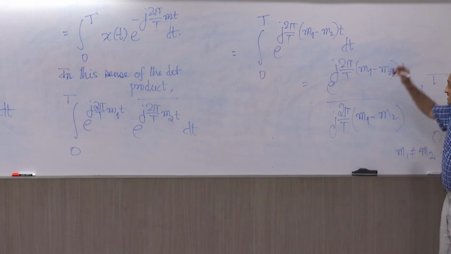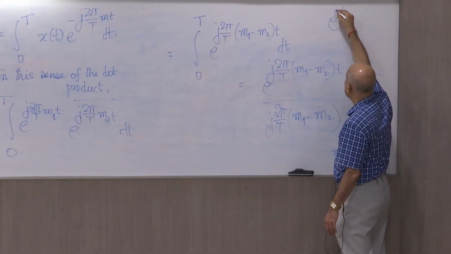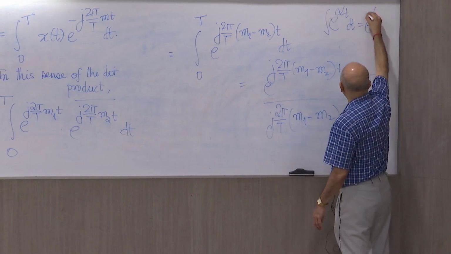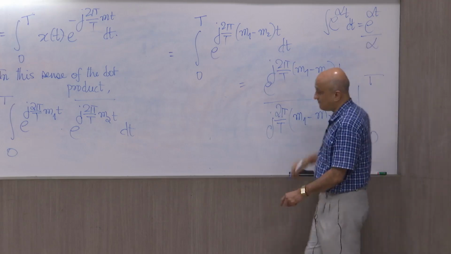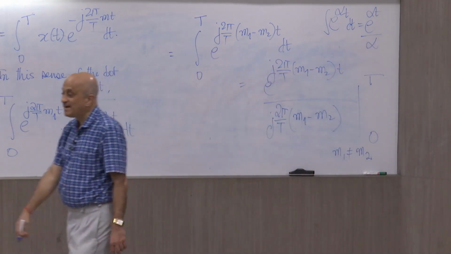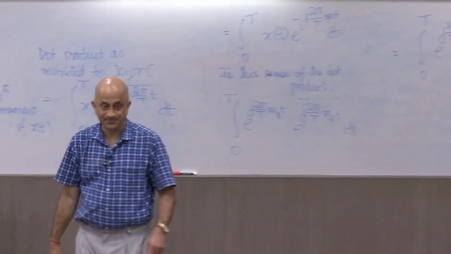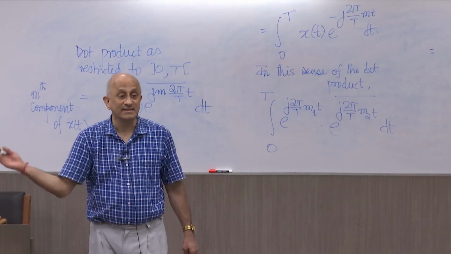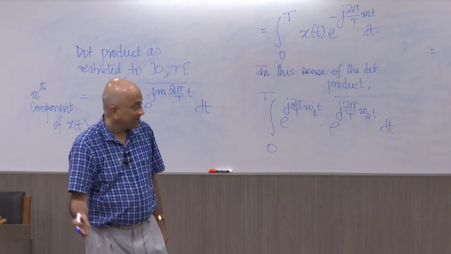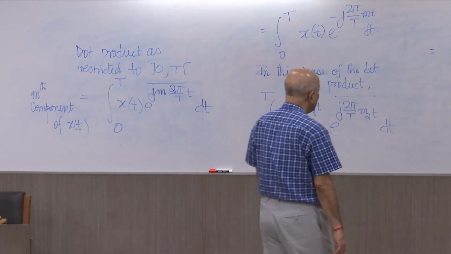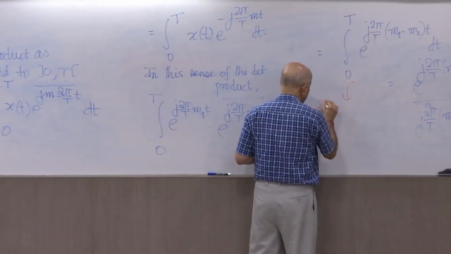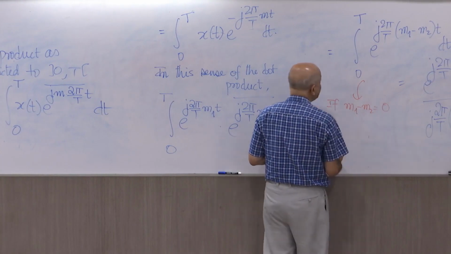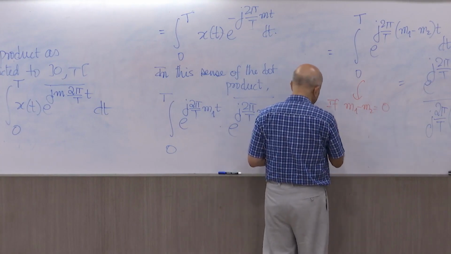So you know how to integrate e raised to the power alpha t dt, isn't it? The indefinite integral is e raised to the power alpha t by alpha, provided of course alpha is not 0. If alpha is 0, then it's the integration of a constant. So if m1 minus m2 is 0, then this integral becomes simply t.